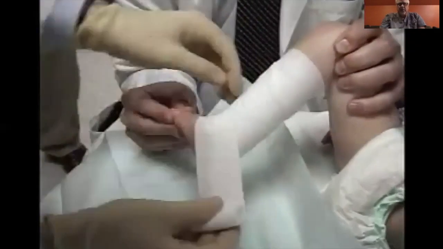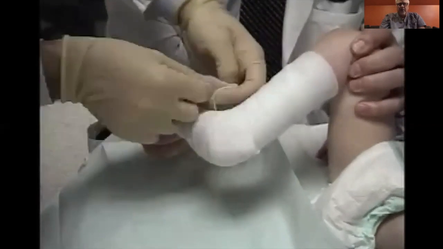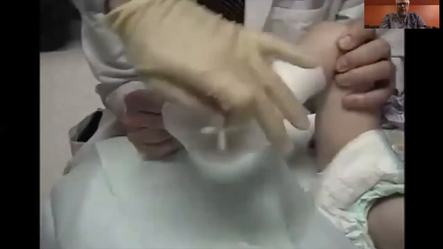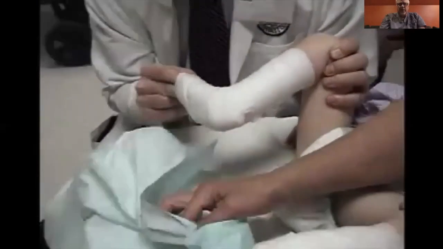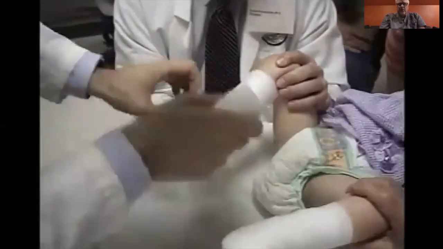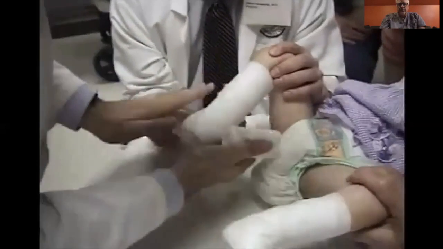I typically will go ahead and put the cast padding or web roll on first all the way above. You do want to really pad the knee up well when you are putting the web roll on. Even though the rest of it should be a pretty thin layer, when you're around the knee area, it needs to be a little more robust to just cushion the knee.